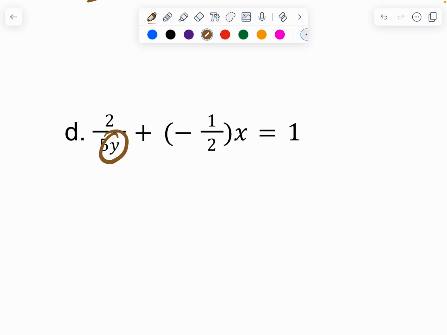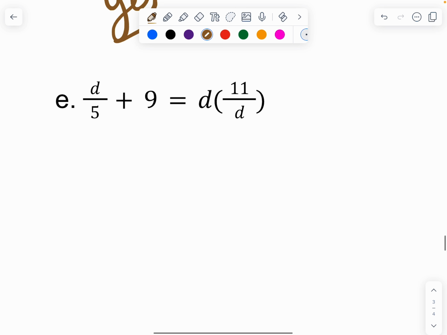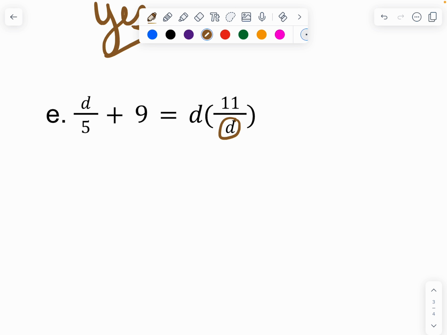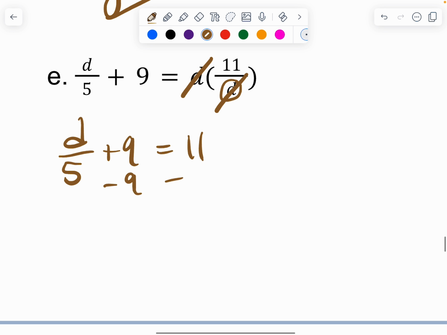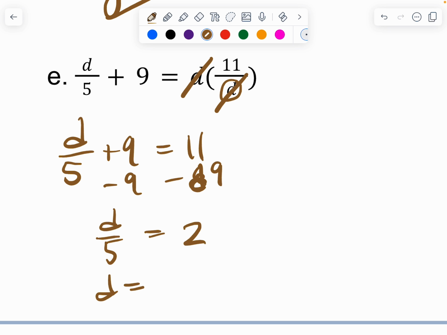Right here, this has the y in the denominator. No. Now this has this in the denominator, but these can cancel out. So I could have this, and I subtract d over 5 equals, I don't know why I wrote d there, 2 d equals 10. Yes.